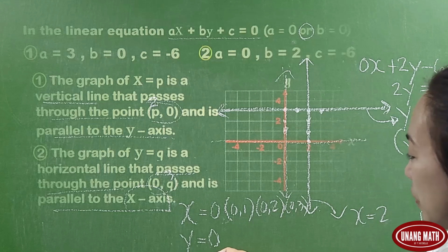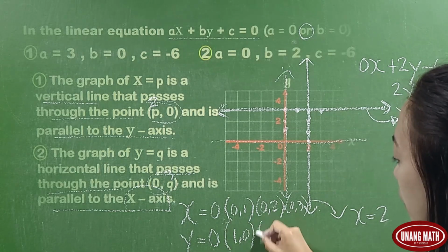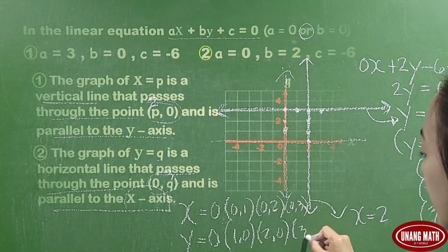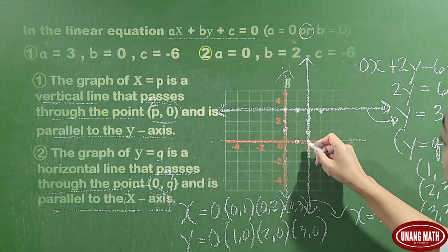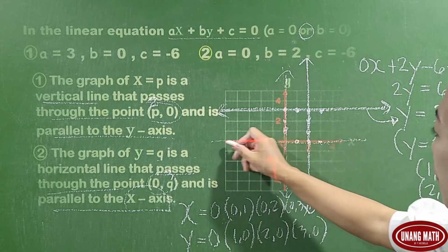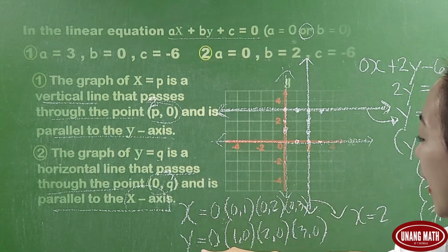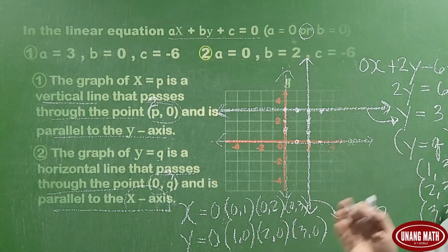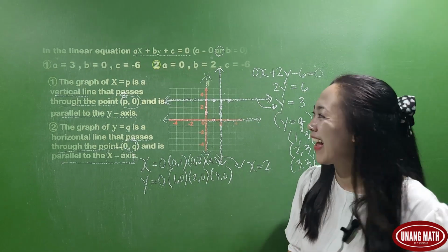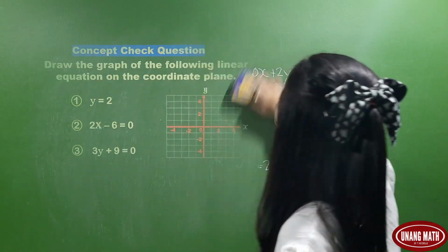What about y is equal to 0? So all the y coordinates are 0. So we can have (1, 0), (2, 0), (3, 0), and so on. Okay, (1, 0), (2, 0), (3, 0). And if we connect these points, this is the graph of y is equal to 0. And this is also our x-axis.